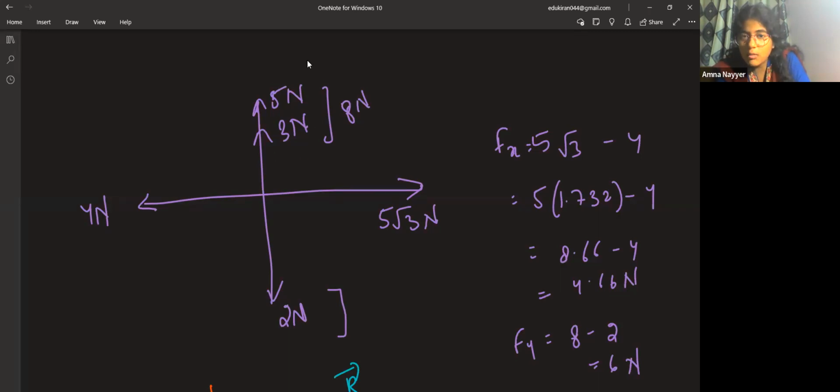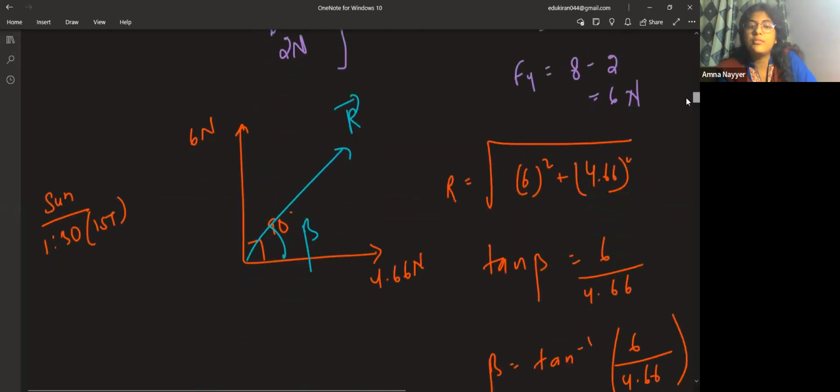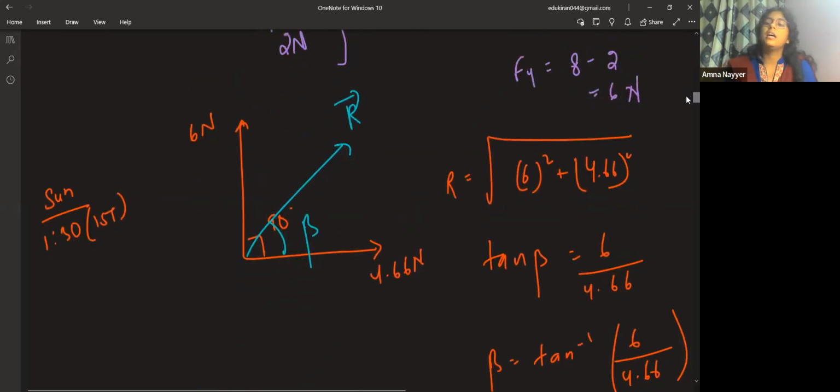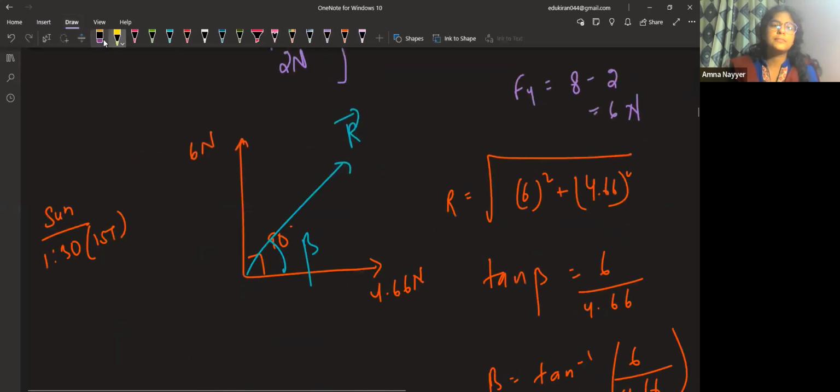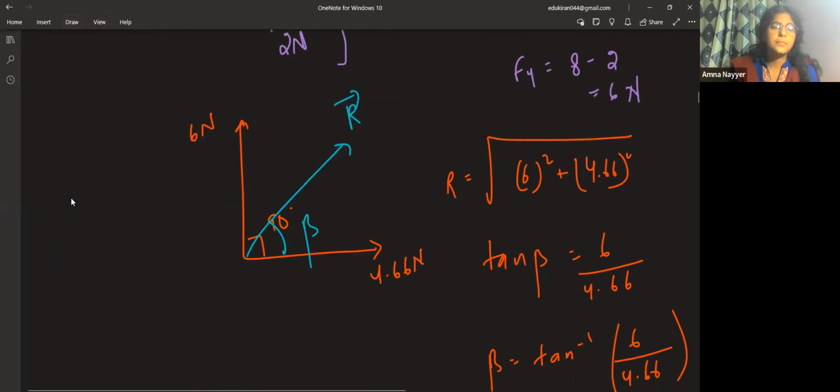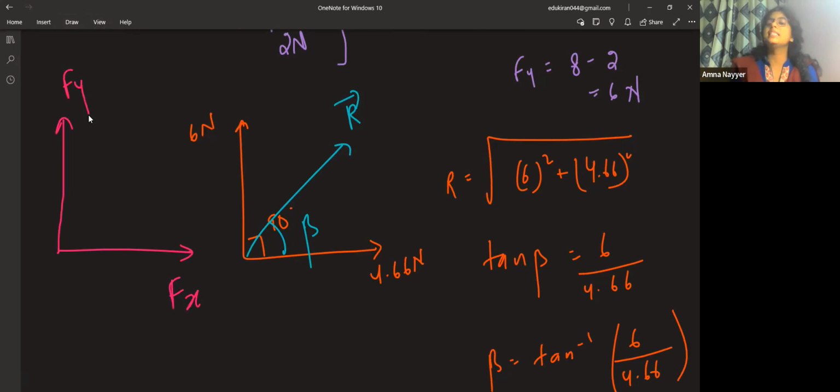Similarly, this is total 8 Newton and this is 2 Newton. So 8 minus 2, because both are acting in opposite directions, becomes 6 Newton. Now you have the forces. Let me show you this. Fx is acting here and Fy is acting here. So it means they are making an angle of 90 degrees.